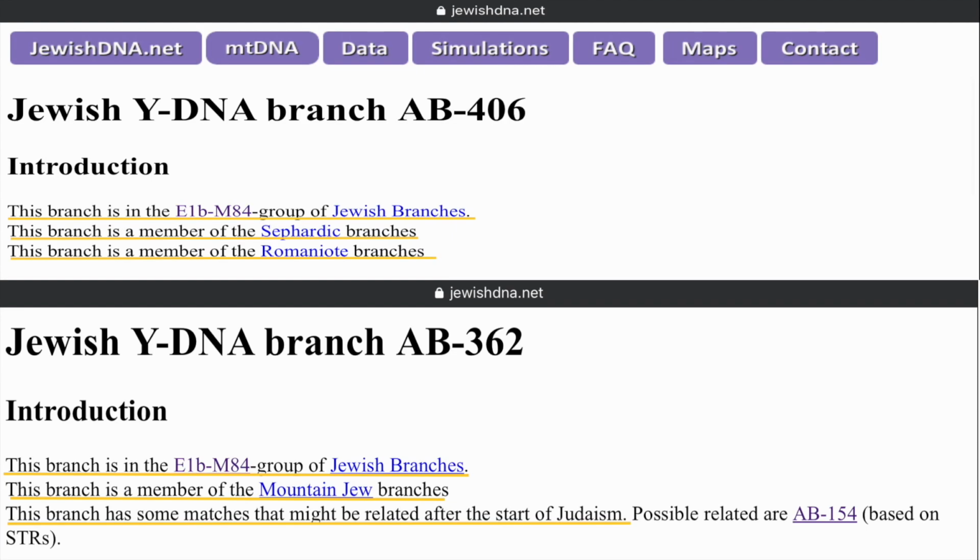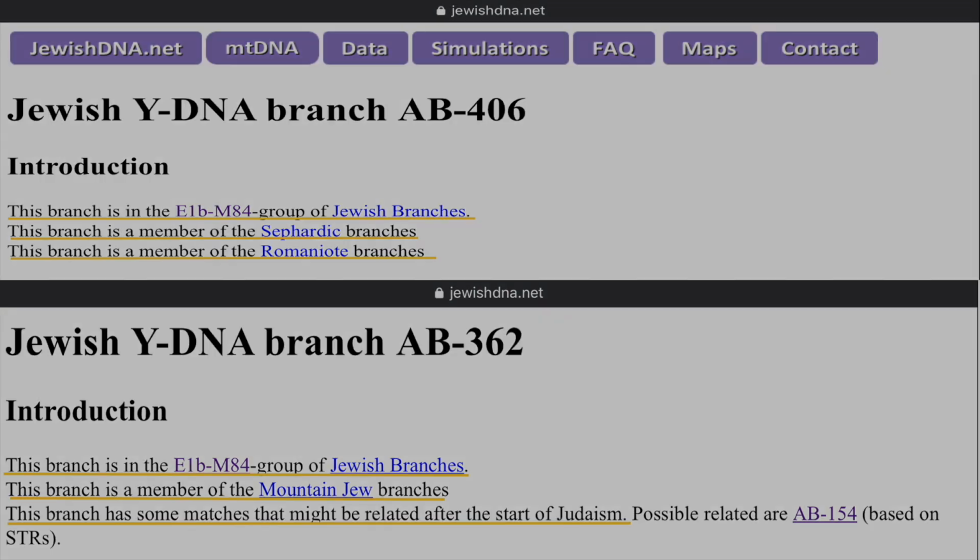This branch is in the E1b-M84 group of Jewish branches. This branch is a member of the Sephardic branches. This branch is a member of the Romanite branches. This branch is in the E1b-M84 group of Jewish branches. This branch is a member of the Mountain Jews branches. This branch has some branches that might be related after the start of Judaism.